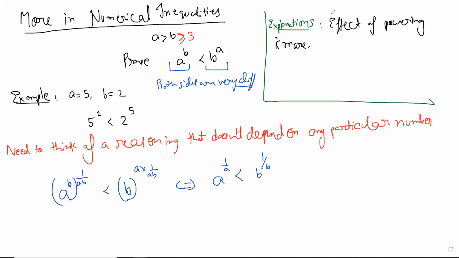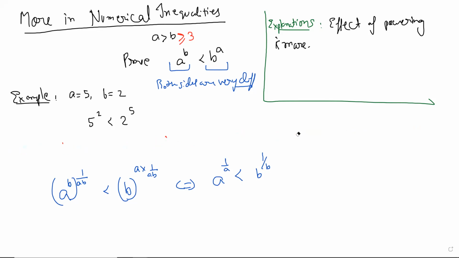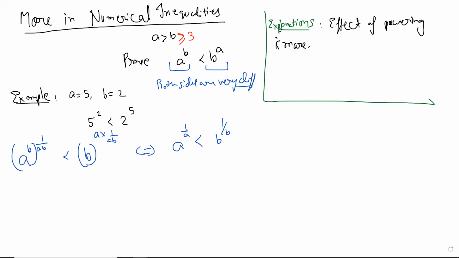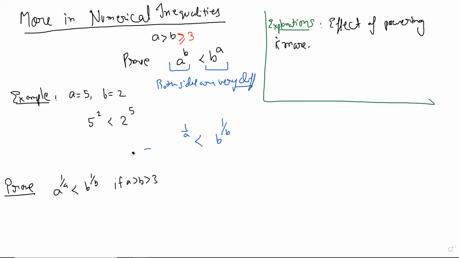Same thing is happening to A on the left side as is happening to B on the right side. So we can abstract that, and that's what we call a function. Let me first summarize what we have to do. We want to now prove that a to the power 1 by a is less than b to the power 1 by b if a is bigger than b is bigger than 3. Let me remove these manipulation steps. This step is very, very useful. In a lot of problems, we do manipulation so that both sides or whatever pieces become of a similar nature.